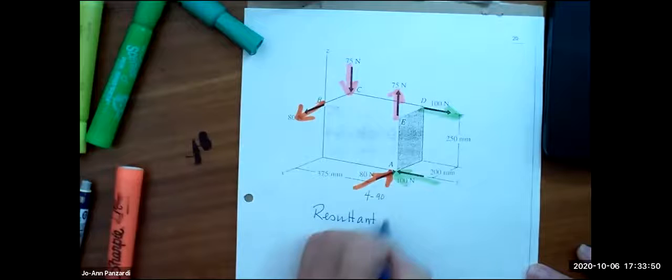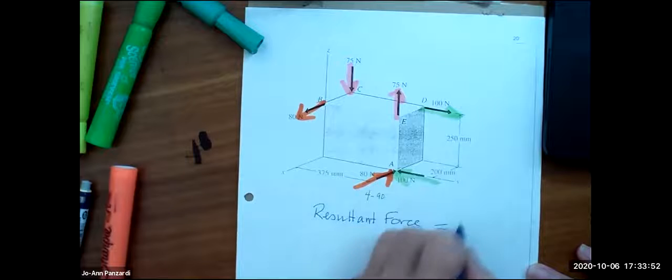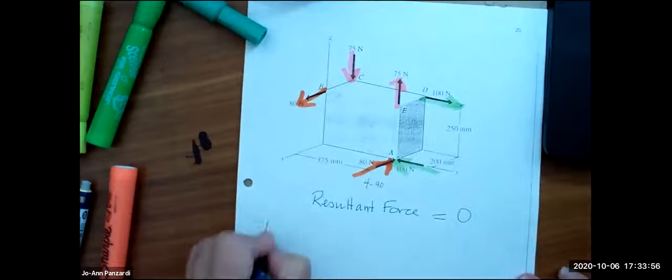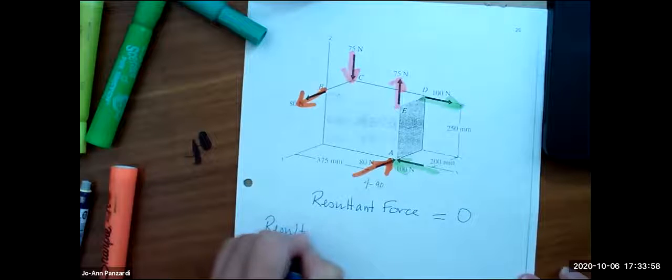There appear to be no more forces. So what's the resultant force? We have 0 resultant force, and you guys got it, right? All the couples cancel each other out. So now we have to find the resultant moment.